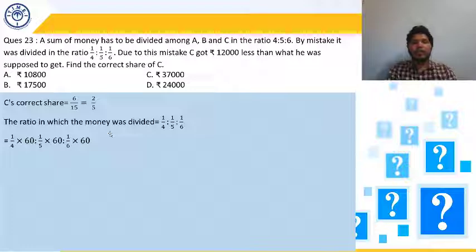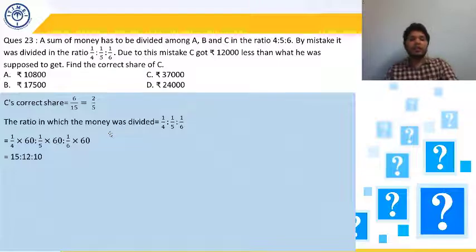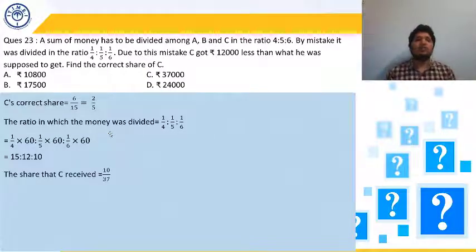So what I will be getting, 1/4 into 60 is going to be 15. 1/5 into 60 is going to be 12. And 1/6 into 60 is going to be 10. So instead of dividing the money in the ratio 4:5:6, in what ratio have they divided the money? 15:12:10. So what would be the share of C now? It is going to be 10 ratio points out of, what is the total ratio points? It is 15 plus 12 plus 10. So this is going to be 37.